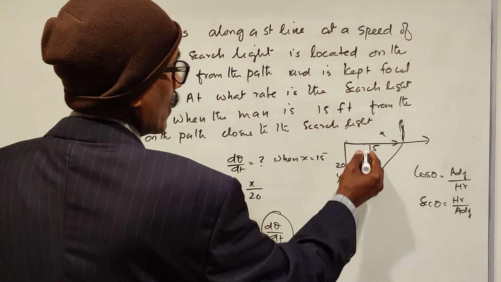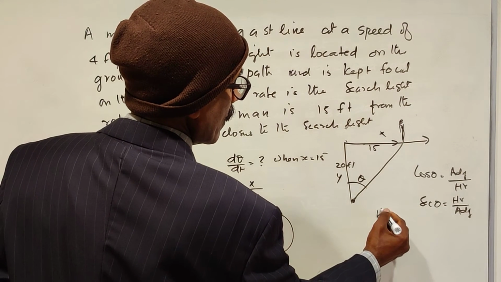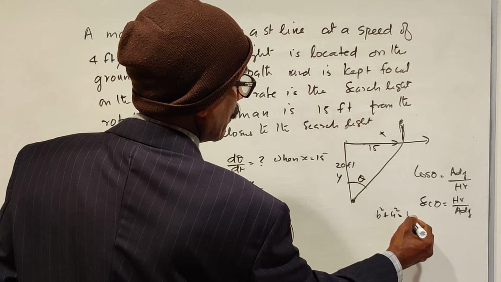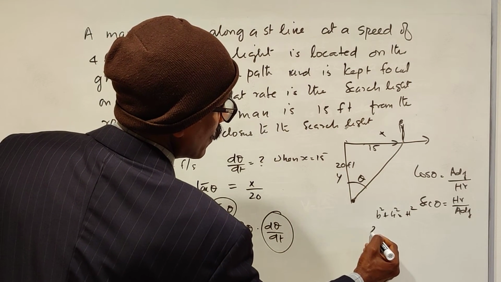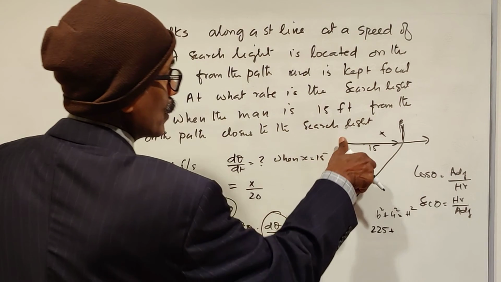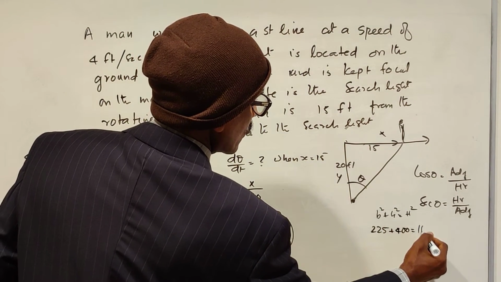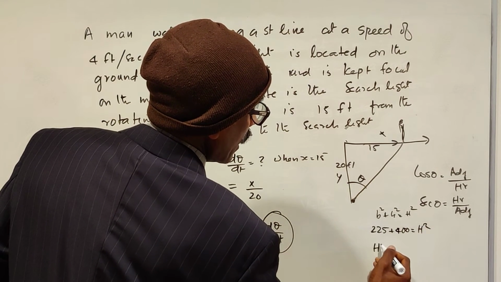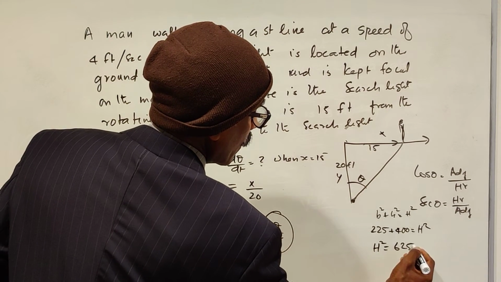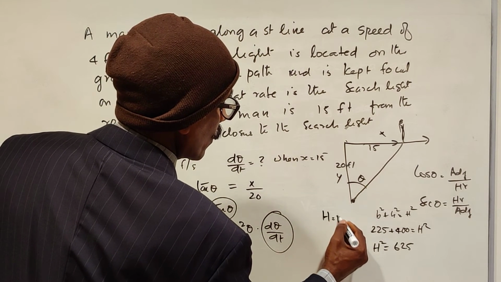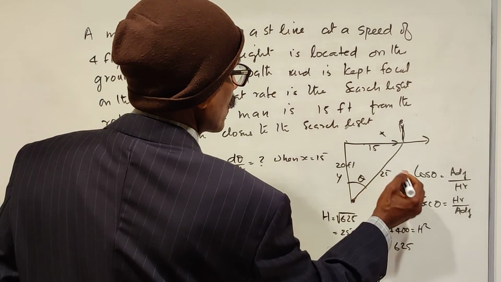the hypotenuse. Base square plus height square equals hypotenuse square, right? So what is base square? 15 square, that is 225, plus height square, 20 square, 400, equals h square. h square equals 225 plus 400, which is 625. What is h? h is equal to the square root of 625, which is 25. So the hypotenuse is 25.